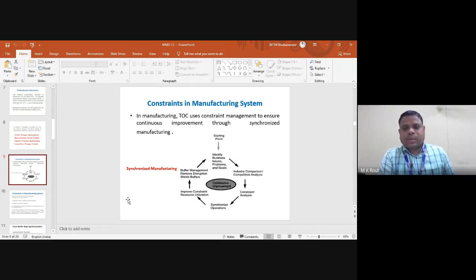The next, after constraint analysis, you move towards the synchronization of operations. If it is fixed, then you directly synchronize with your other departments, sub-departments, or other work centers. Then improve constraint resource utilization. In case of resource utilization, you have to involve highly skilled people, high technology, or recent advances in technology, machines, and tools. And lastly, buffer management to remove disruption and synchronize buffers. You know the buffer is nothing but a particular queue in the process of manufacturing. You have to eliminate the process buffer.